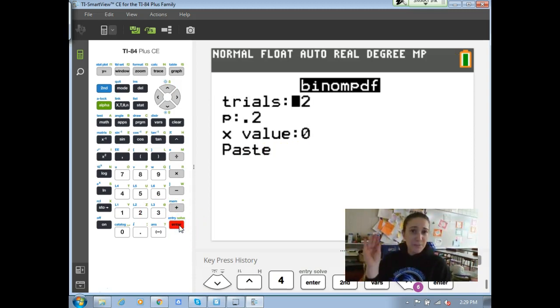The newer operating system specifically asks you for the pieces of information. Back in my day, as a student, I had to remember what order to type everything in, and clearly if you do it wrong, it'll either give you a syntax error or it'll just give you the wrong answer if you typed in the wrong problem.